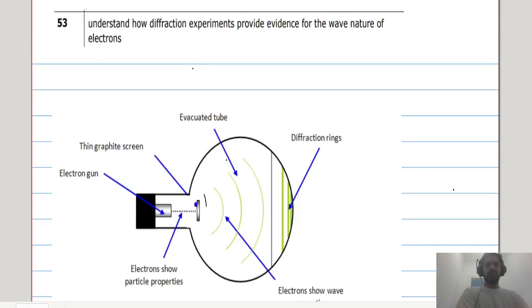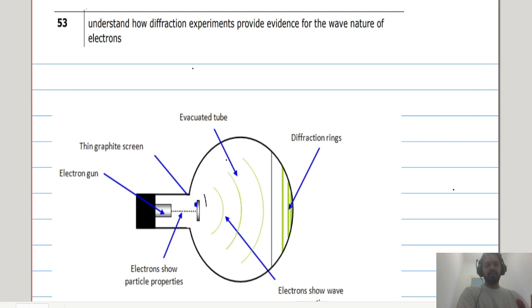The first one is understand how the diffraction experiments provide evidence for the wave nature of electrons. So we know diffraction occurs when waves pass through a small gap or around an object and spread out. This is something we see, for example, with water waves and sound waves, and also light. But here's the cool thing. Electrons, which are particles, also show diffraction patterns when passed through tiny gaps like spaces in a crystal lattice. This shows that electrons behave like waves under certain conditions.